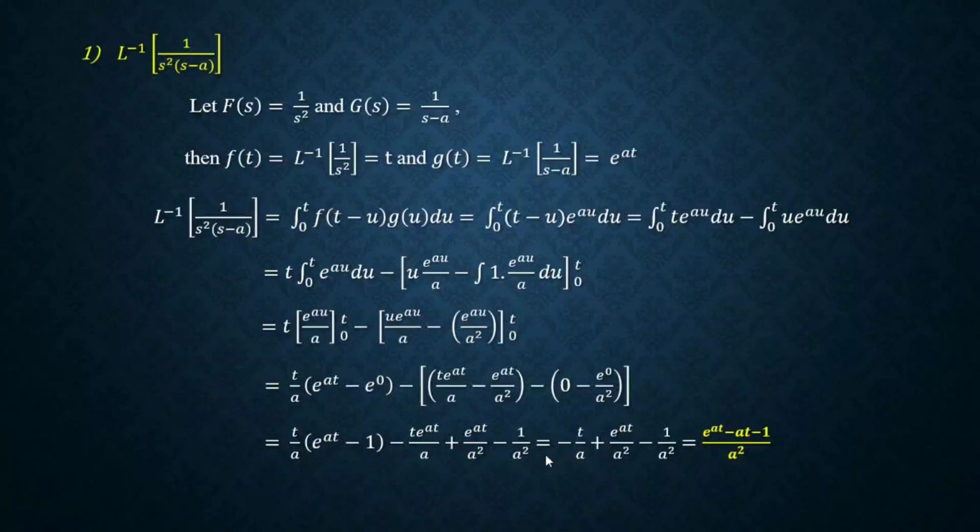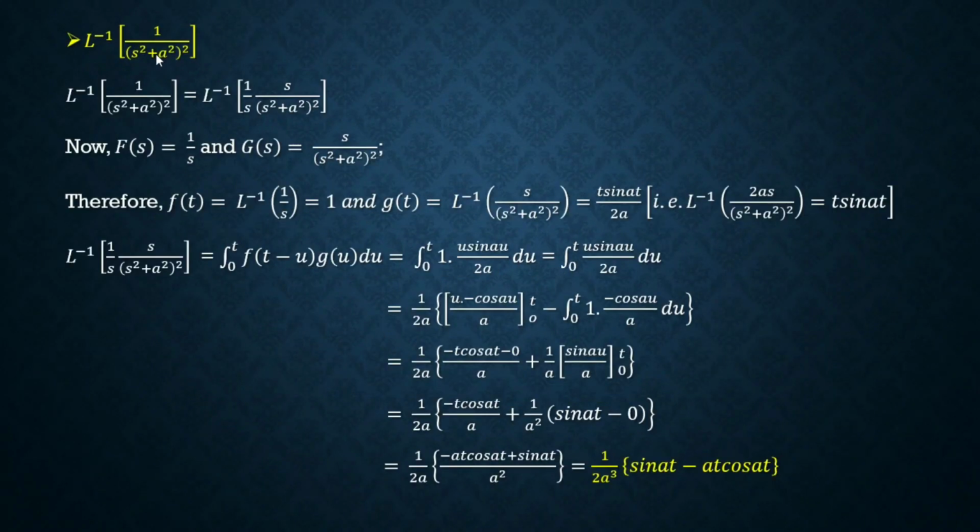Now this becomes equal to, now we can cancel this t e raised to at by a and minus t e raised to at by a. Now what is left is minus t by a and 1 plus e raised to at by a square and 1 minus 1 by a square. Now we can make the denominator equal to a square. So it becomes equal to e raised to at minus 1 by a square.